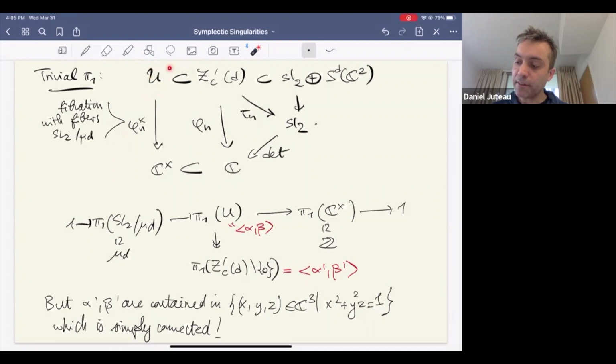And because the complement here is of real codimension 2, you know that you will have a surjection of fundamental groups. And then because of the fibration, you have a long exact sequence in homotopy. And so you have the pi one of this SL2 over mu d, the fiber, which will be mu d. And then you have the pi one of C star, which is Z. So yeah, two generators, alpha and beta, very explicit. And then you can look at their images here, and then you have to show that they are trivial. And you notice that they are included in some surface which is simply connected. And so that's how he proved it. So that was fantastic news.